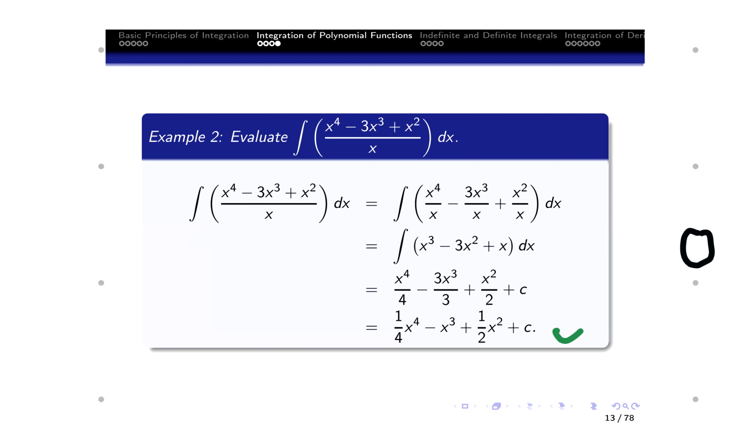So, I mean, that's all for this video. It's so straight to the point. So when you have polynomial functions, just increase the power of each term, of each part, by 1 and divide by the new power you have. So that is the end of this video.